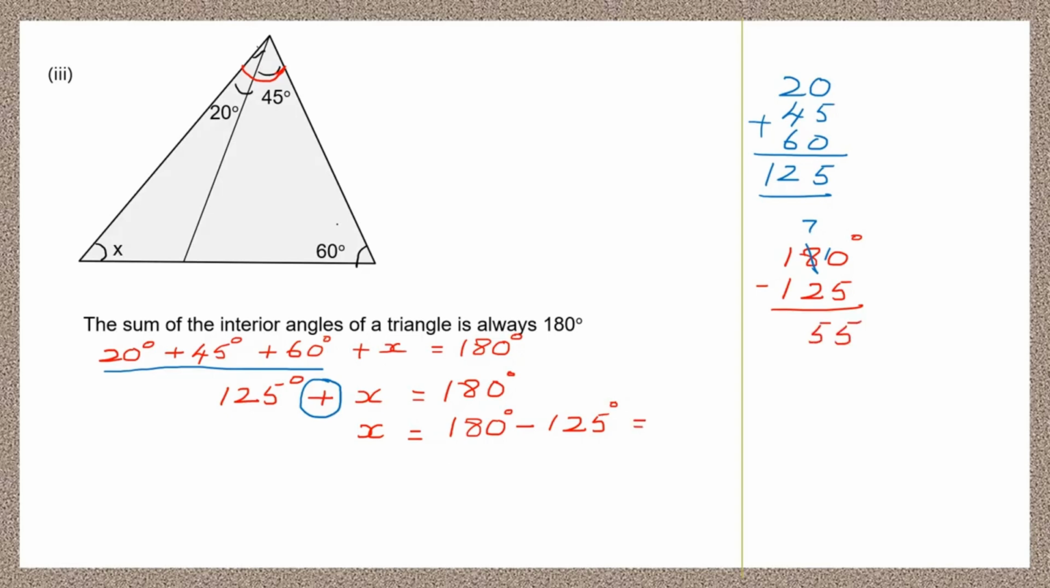So I've got my unknown angle. The value is 55 degrees. So x equals 55 degrees.